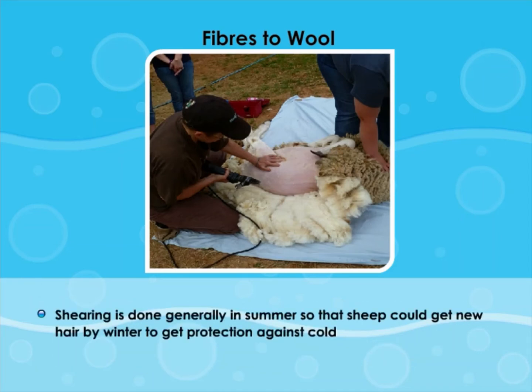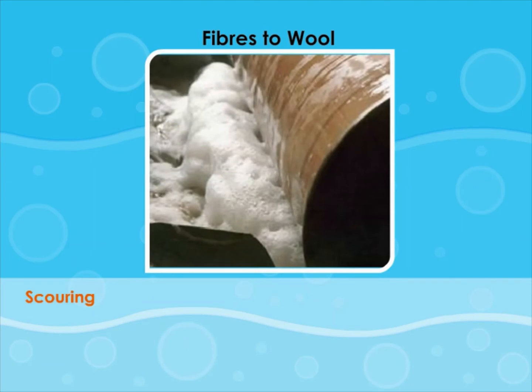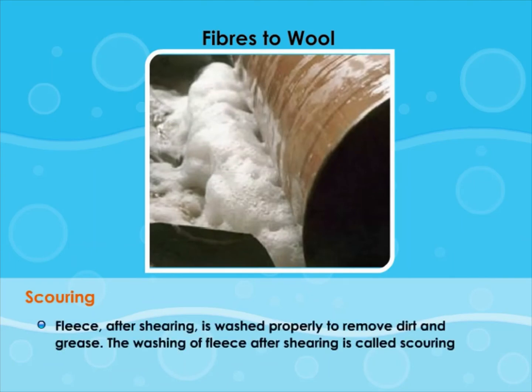Shearing is done generally in summer so that the sheep could get new hair by winter to get protection against cold. Scouring. Fleece, after shearing, is washed properly to remove dirt and grease. The washing of fleece after shearing is called scouring.